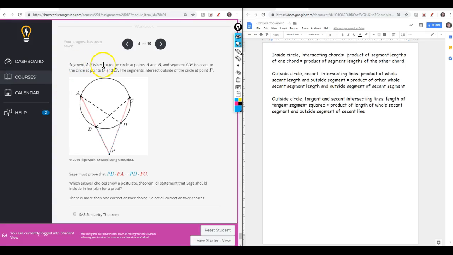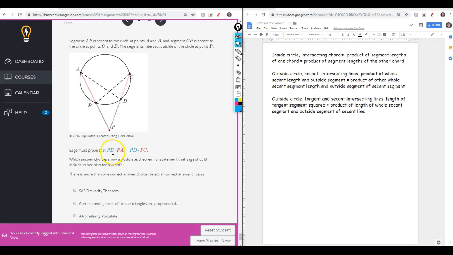Question 4. Segment AP is secant to circle at points A and B, and segment CP is secant to the circle at points C and D. The segments intersect outside of the circle at point P. Sage must prove that PB times PA is equal to PD times PC.